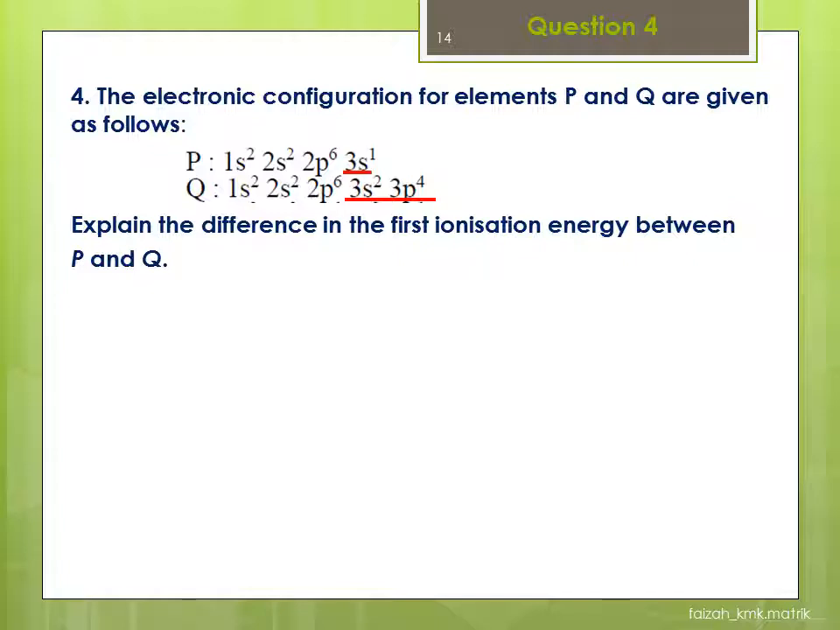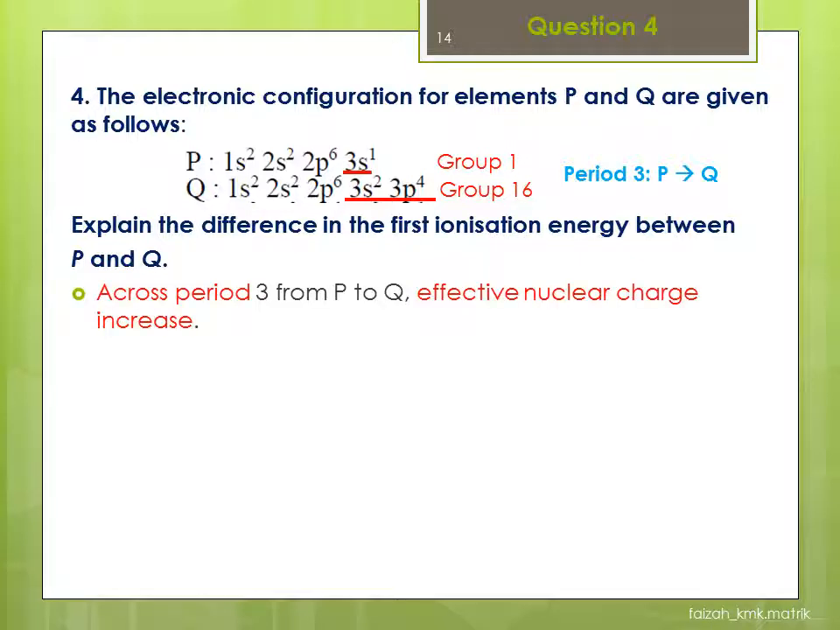Next, where is the position of P and Q? Which one on the left side and which one on the right side? Based on the valence electron configuration P 3s1, thus P is group 1. Based on valence electron configuration of Q 3s2 3p4, Q is group 16. Thus, the position is P on the left side of period 3 and Q on the right side.